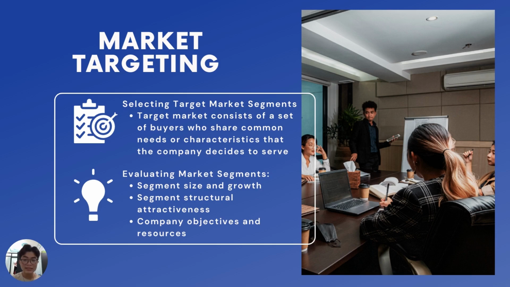In evaluating different market segments, a firm must look at three factors: segment size and growth, next is segment structural attractiveness, and the final is company objectives and resources. After evaluating different segments, the company must decide which and how many segments it will target. A target market consists of buyers who share common needs or characteristics that a company decides to serve. Market targeting can be carried out at several different levels.